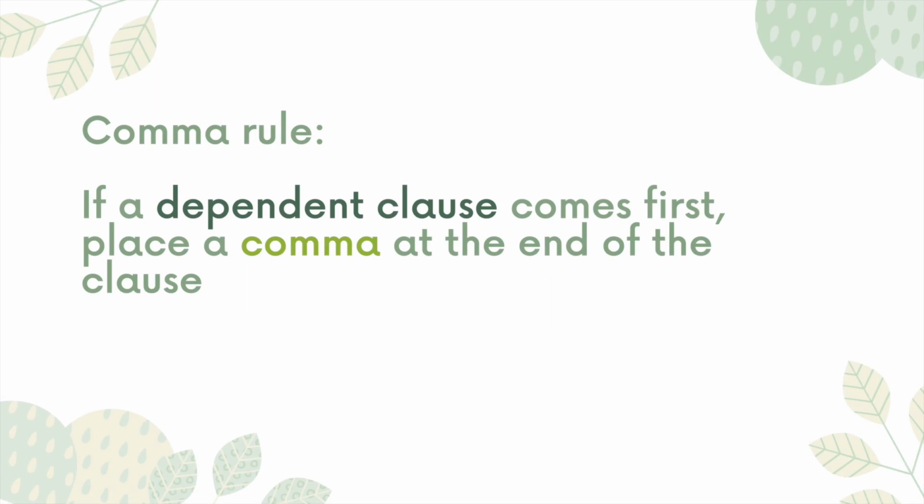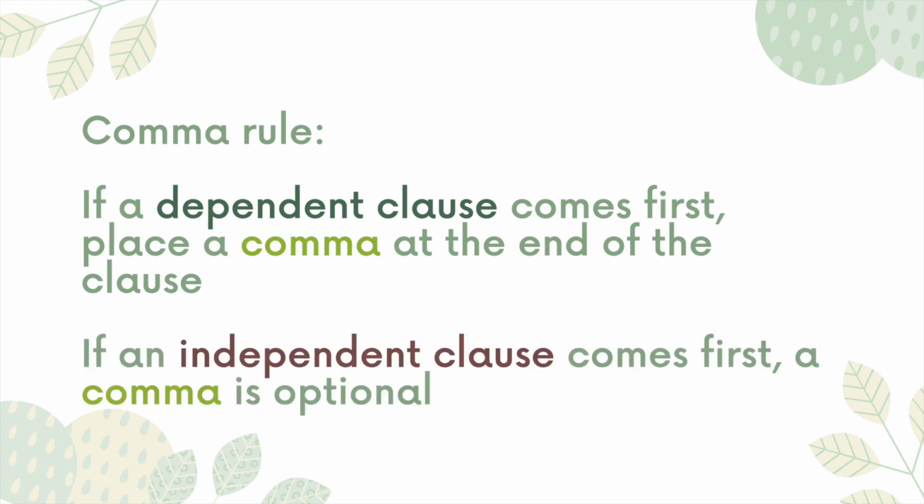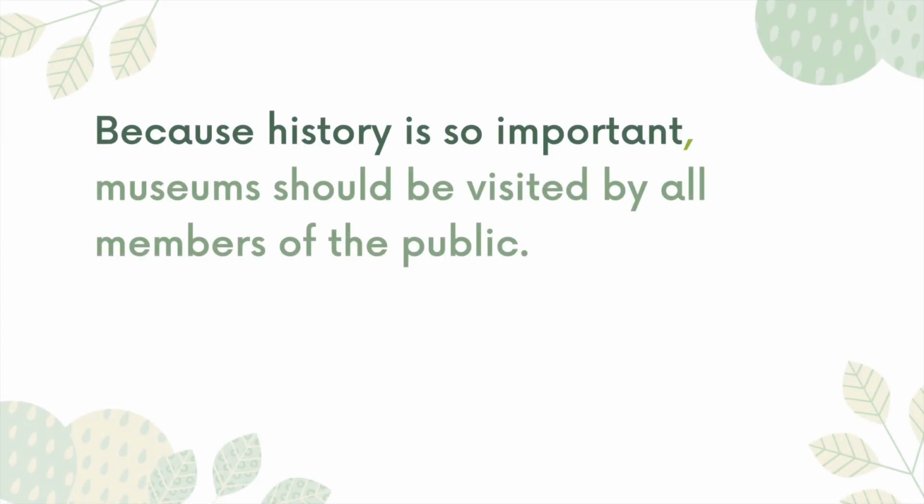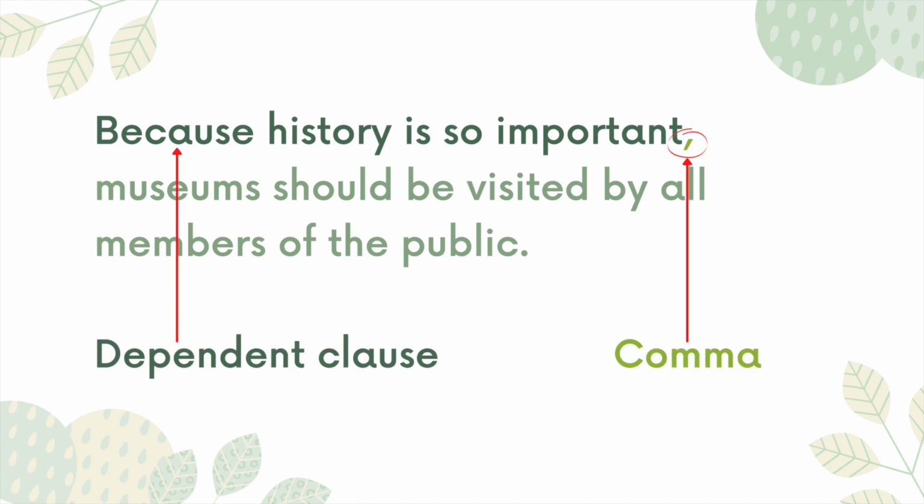As a general rule, if a dependent clause comes first, place a comma at the end of the clause. If an independent clause comes first, a comma is optional. Here's an example. Notice that the first clause in this sentence is a dependent clause. This is why there is a comma right at the end of the clause.